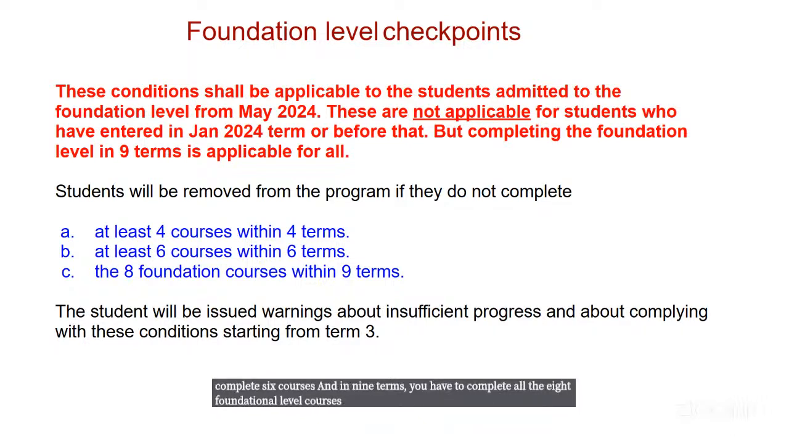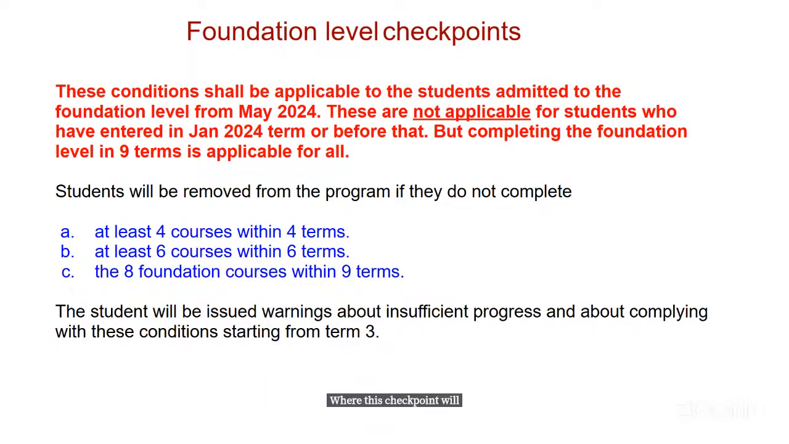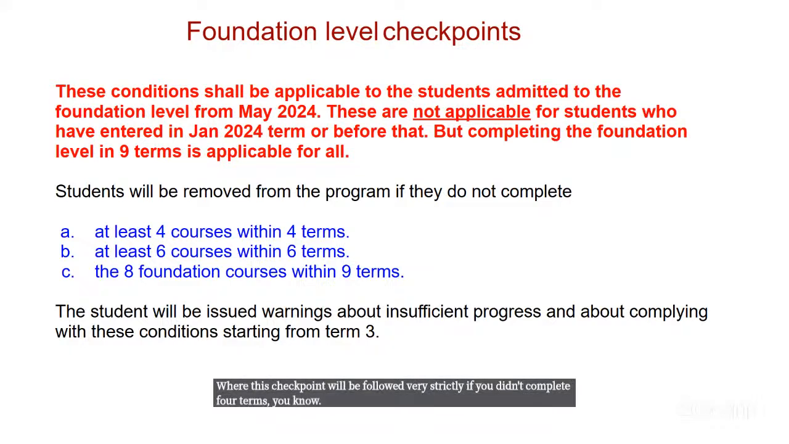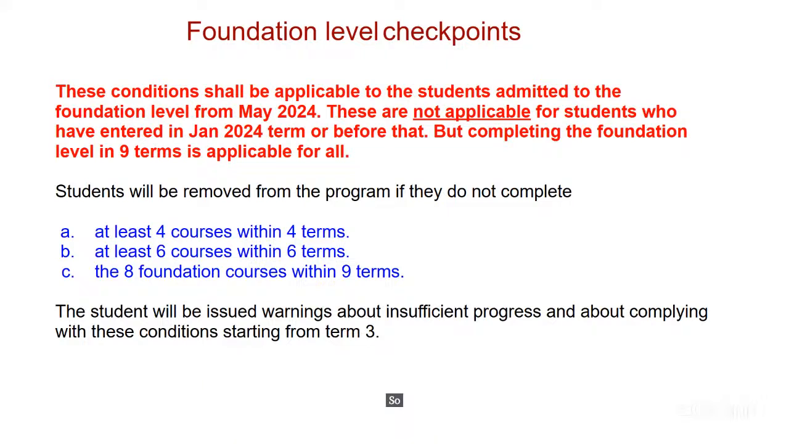This checkpoint will be followed very strictly. If you didn't complete 4 courses in 4 terms, you are not eligible to continue the program. 6 courses in 6 terms, not eligible to continue. Similarly in 9 terms, if you didn't complete all the 8 courses, you are not eligible to continue the program. So now, hope it is clear. If you have any doubt, you can write to support.